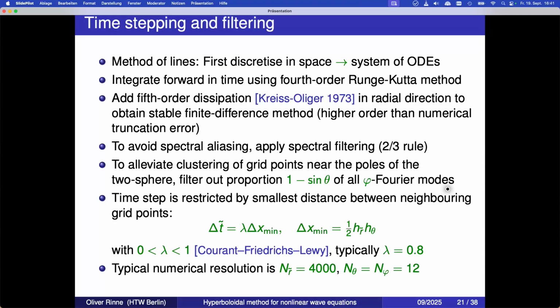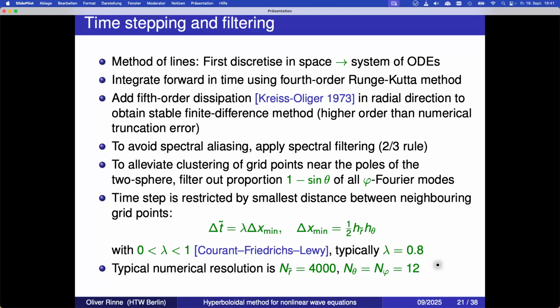Okay, so after we do this, the time step is still restricted by the smallest distance between neighboring grid points. And this comes out to be essentially quadratic. So this turns out to be h_r tilde times h_theta. This is the smallest distance. And then the time step, delta t tilde, is chosen to be some constant, the CFL constant lambda, times the smallest distance. And typically I use a constant lambda equal to 0.8.